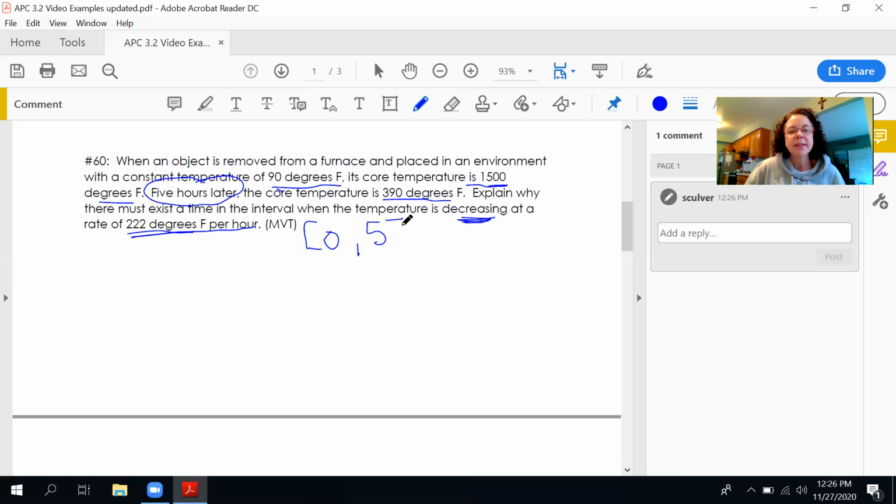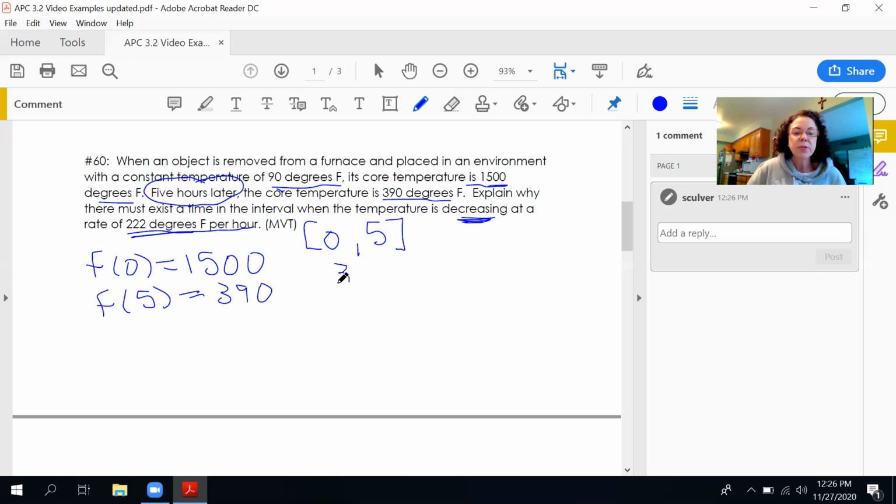So it would appear based on the situation, even though we haven't been given a function, that the mean value theorem does apply. So let's do f of b minus f of a. So basically what they told us is that at time of 0, the object was 1500 degrees, right? And then at a time of 5, it was 390 degrees. So let's do our slope formula. 390 minus 1500 divided by 5.